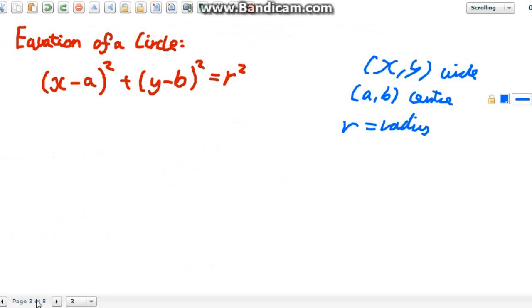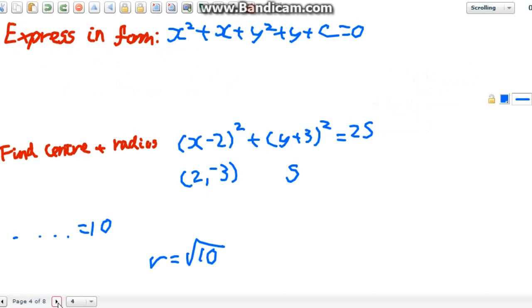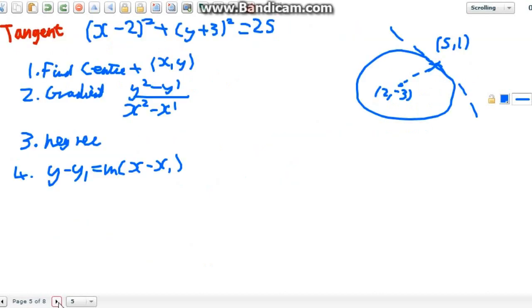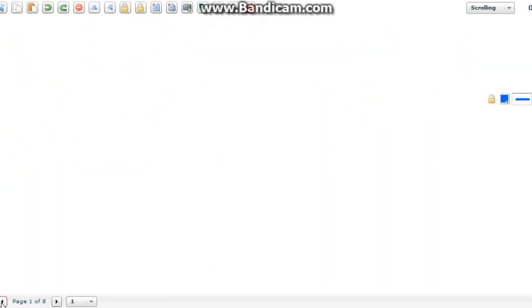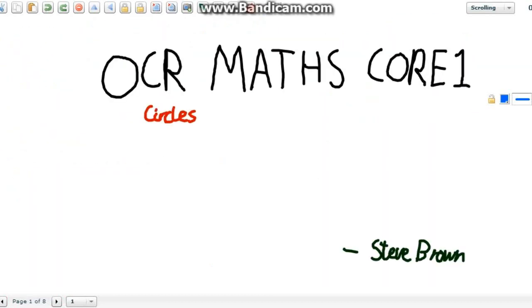Make sure you memorize this formula, what the parts of it mean, and I would also recommend remembering the steps for if you need to find out a tangent or where it intersects, because it's very easy steps and it can get you a lot of marks, which is very good.